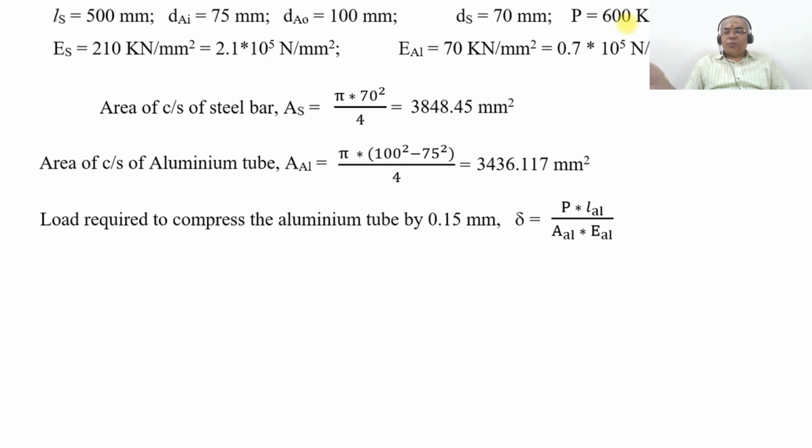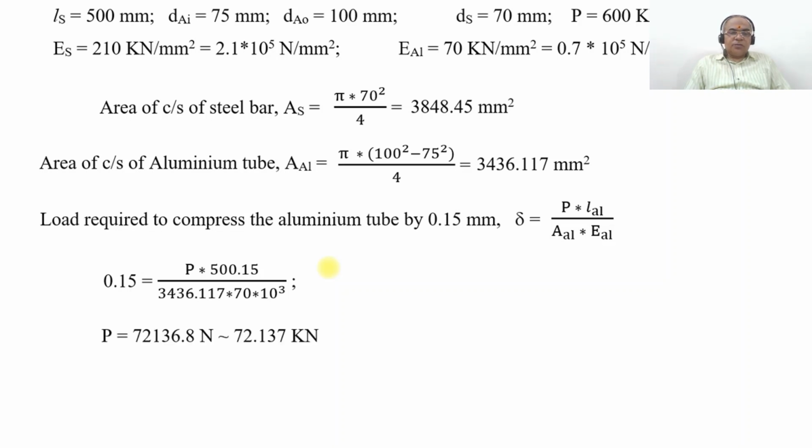So 500.15. The area of aluminium is known, and also the Young's modulus of aluminium is known. By substituting those values, 0.15 is equal to P into 500.15 divided by 3436.117 into 70 into 10 to the power of 3, or 0.7 into 10 to the power of 5. So either you can substitute like this, or like that, but the total value will remain the same. So what is the load you are going to get?